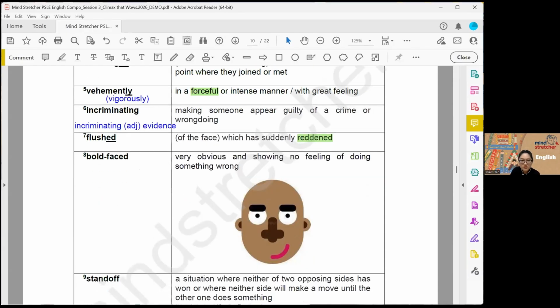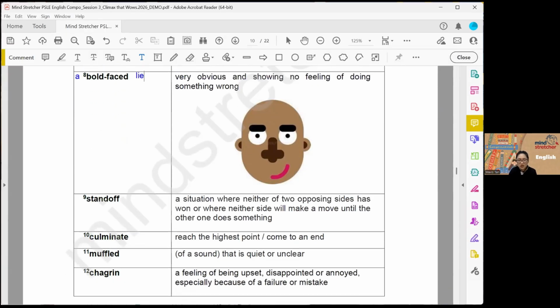Bold-faced. A bold-faced lie. Collocation. Very often you say, you're telling a bold-faced lie. That means it's obvious it's a lie. You and I know it, but you make it look like it's the truth. The way you tell it is as if it's the truth. You have no remorse. A standoff is when two people are about to get into a fight, and they're not going to give in.